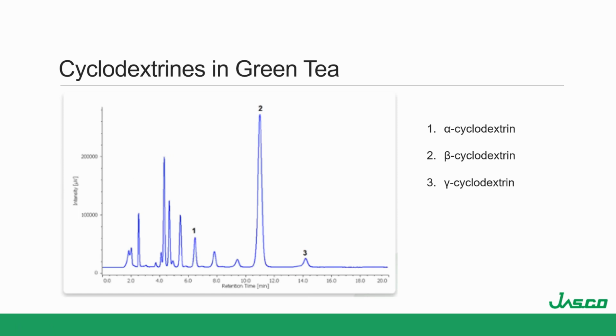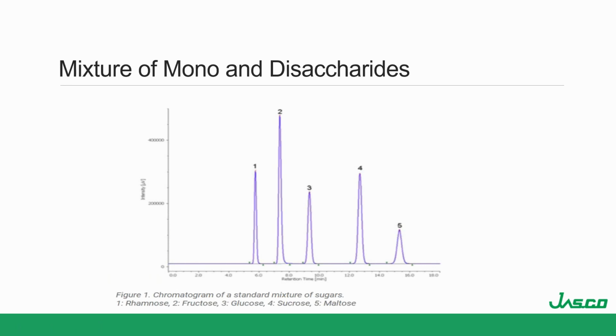This is cyclodextrins in green tea. So you can see all the matrix compounds that came out in the green tea and the various forms of the cyclodextrin. Here's a mixture of mono and disaccharides. So here you see rhamnose, fructose, glucose, sucrose, and maltose.